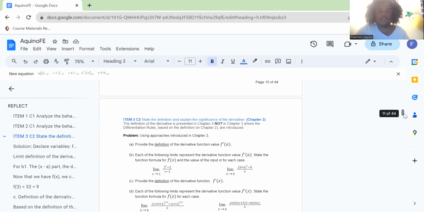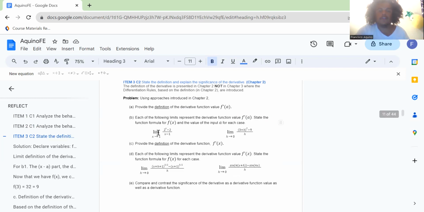Item 3 asks for the definition of the derivative function value f prime of a. F prime of a is the derivative of a function at a specific number on the original function. And so that definition is the limit as h approaches 0 of f of a plus h minus f of a over h. And that's important because a is the number that is being approached by h.